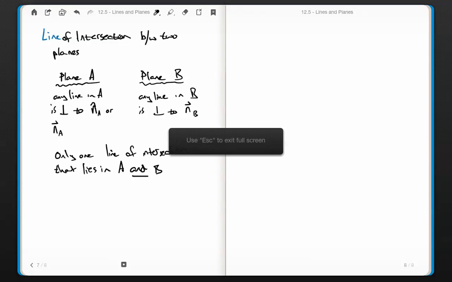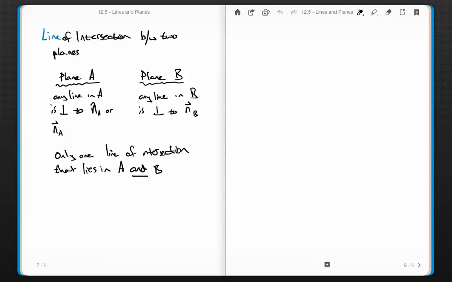Okay, where were we here? Sorry about that. Lines of intersection between two planes. Plane A, any line in A is perpendicular to the normal. Any line in B is perpendicular to the normal of B. Only lines of intersection. Then we got to crying baby, poop, clean diaper, more poop, another clean diaper, and we're back here. All right, so we're looking for the line of intersection, right? And the line of intersection has to be in both planes. Not only does it have to be in both planes, but it has to be perpendicular to the normal vector of both planes. Well, perpendicular to two normal vectors.